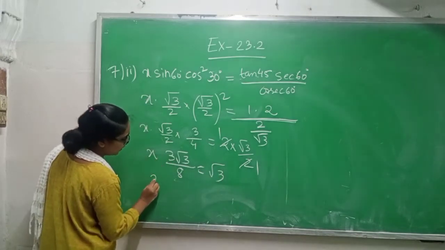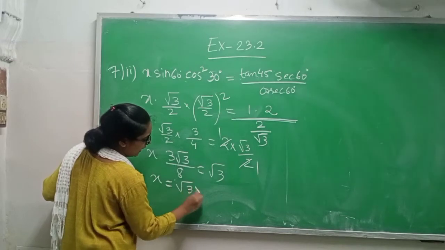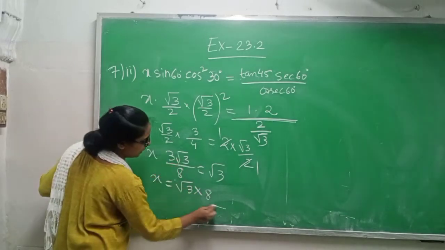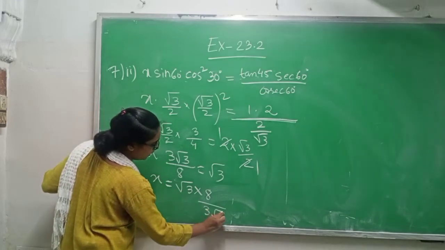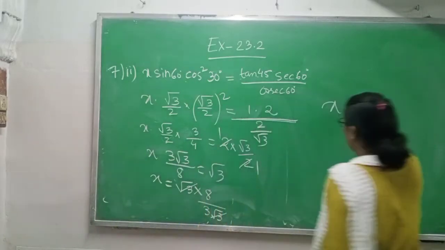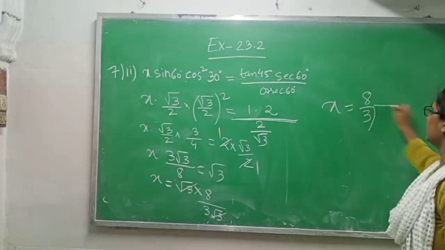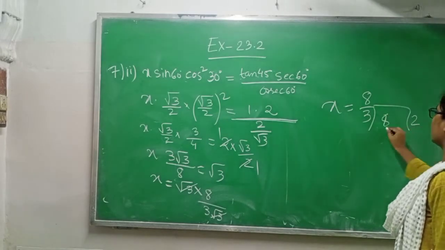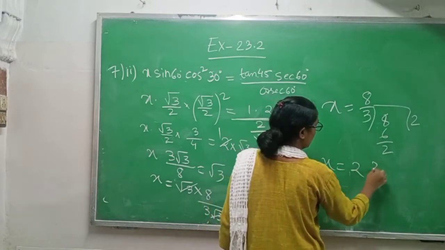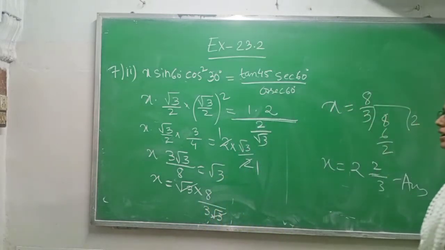Now you have to find the x value, so you will leave x alone and take all the other things to that side. When you take 3 root 3 by 8 to this side, it becomes 8 by 3 root 3. Root 3 will cancel out. x equals how much? 8 by 3. Now divide this one, how much will you get? 3 2s are 6, so you get 2. It means x equals 2 by 3. The x value you are getting is 2 by 3.